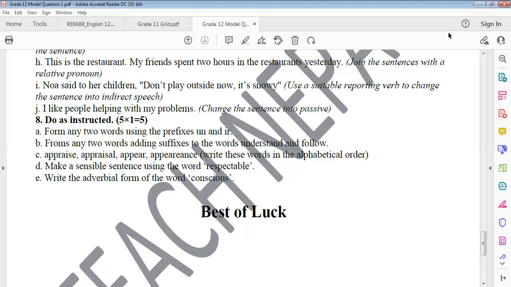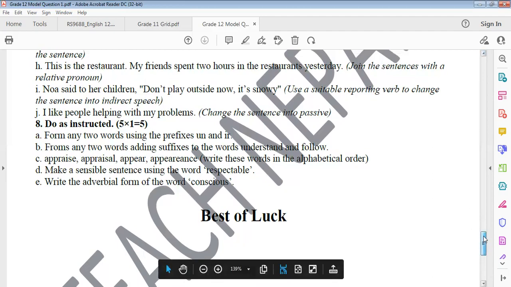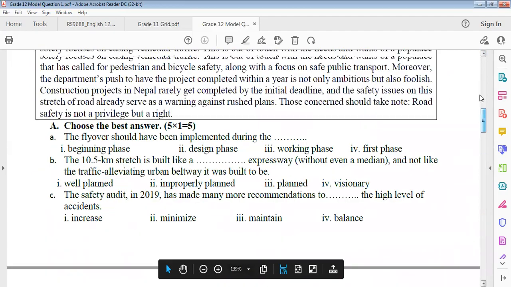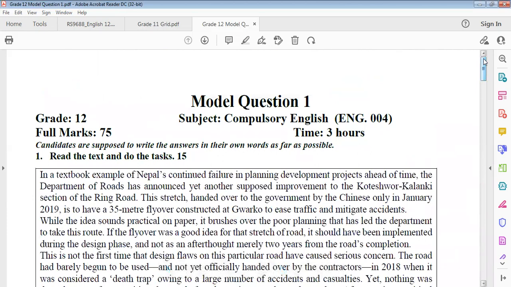So in this way, this is all about the model question for grade 12 English. As I already told you, if you want to have the PDF of this model question, you can send your email in the comment box.